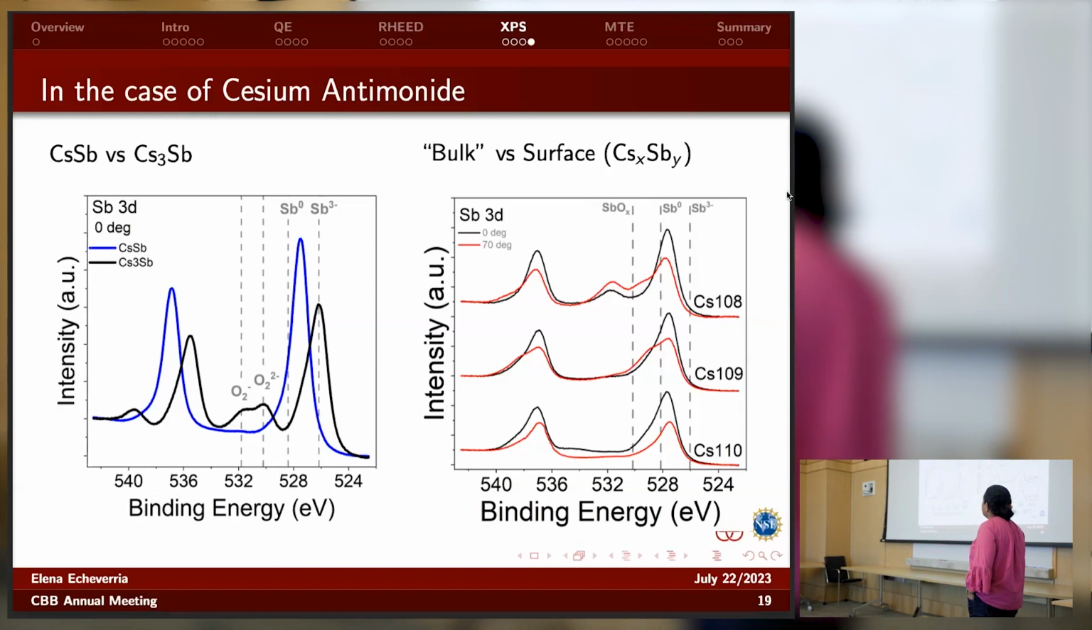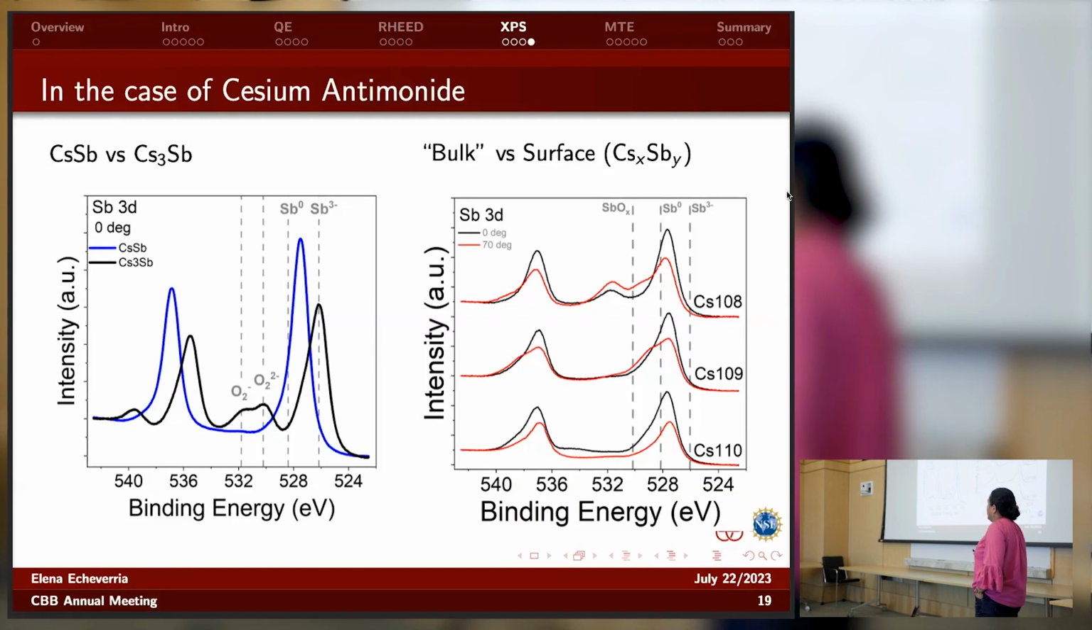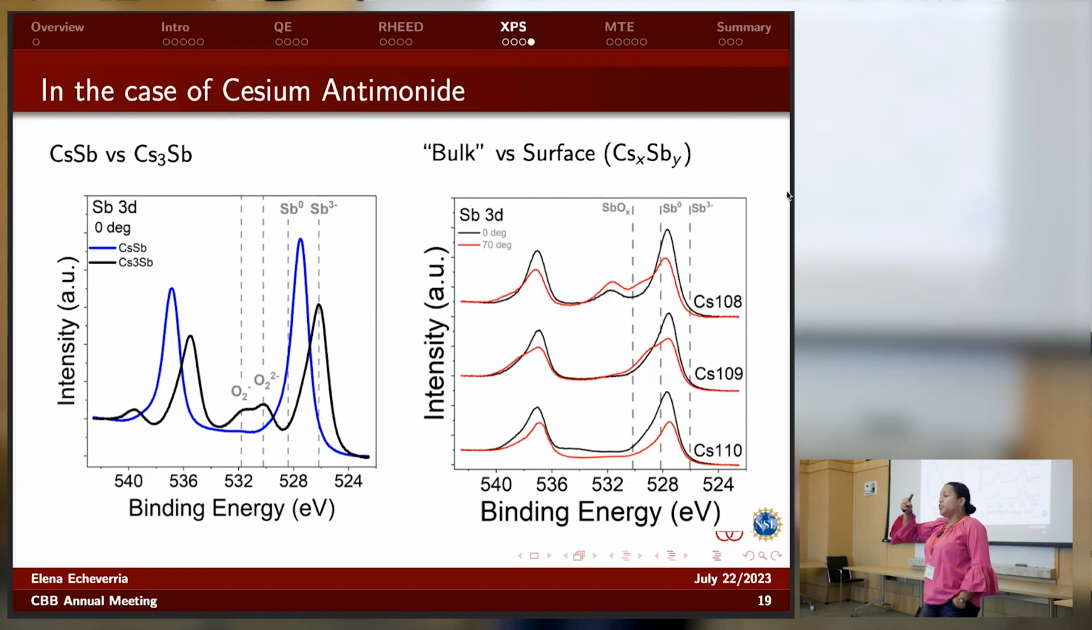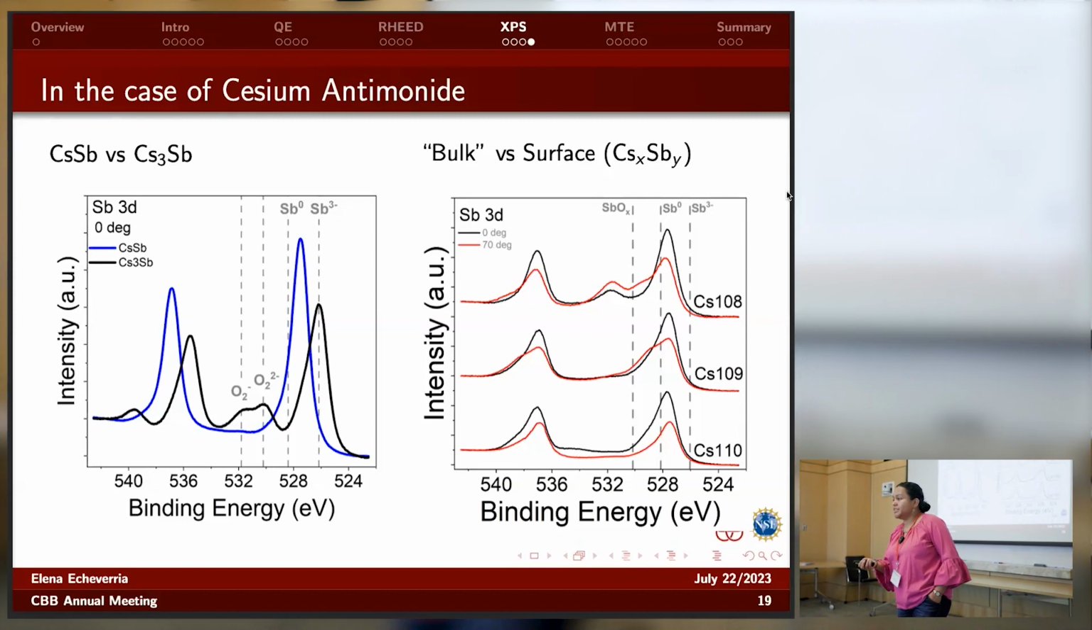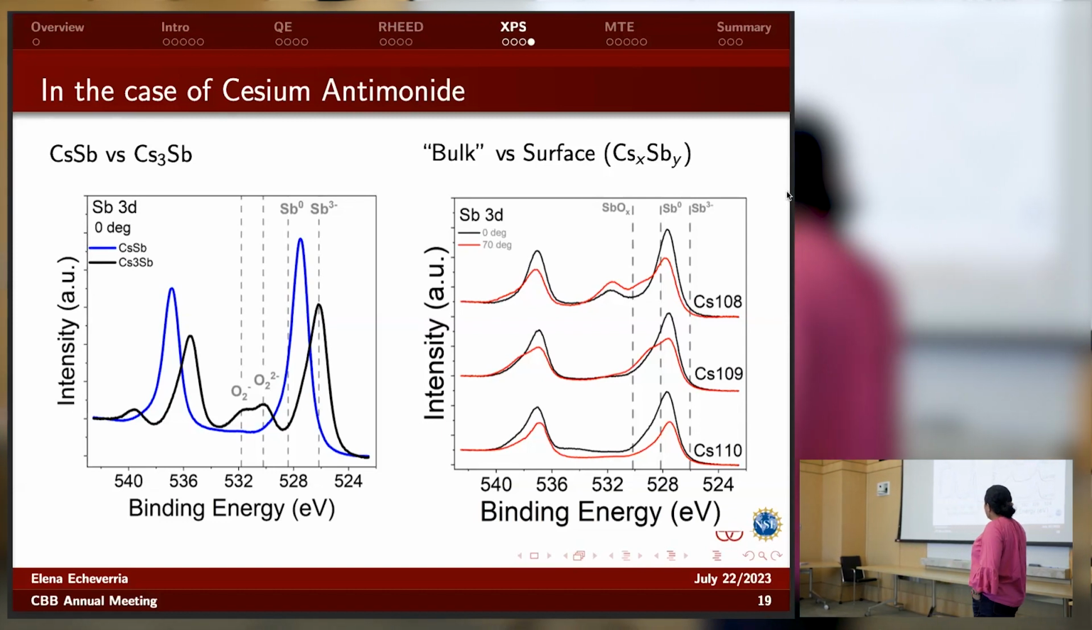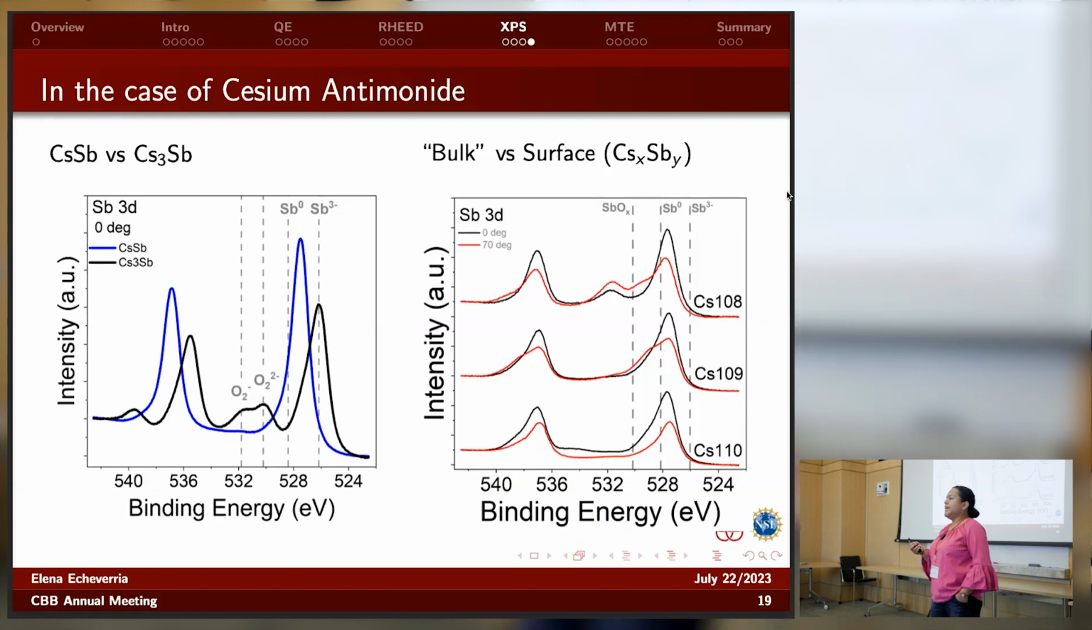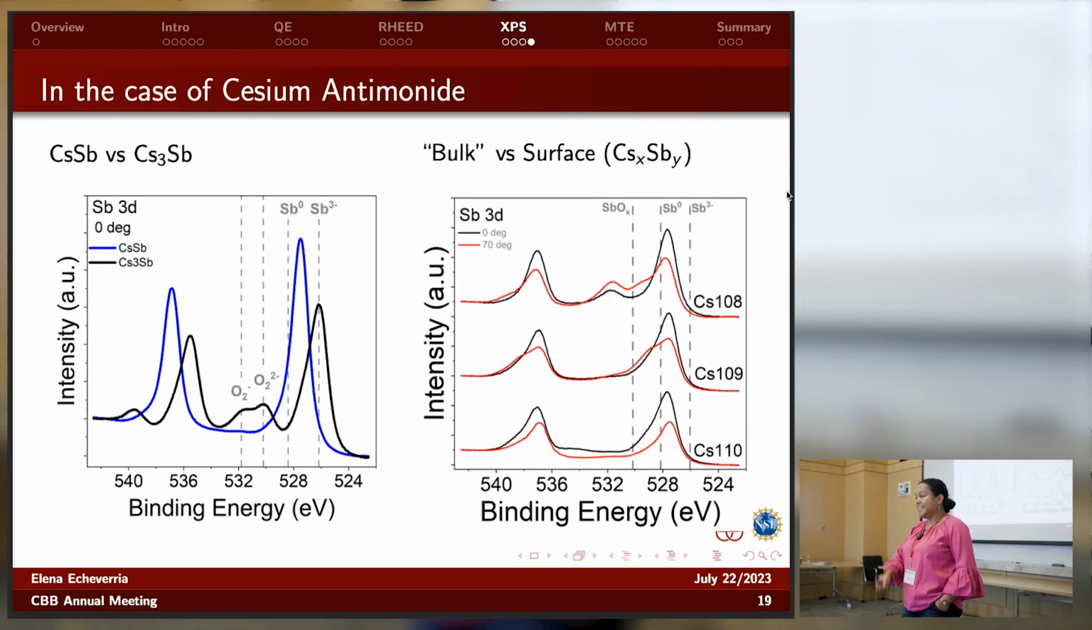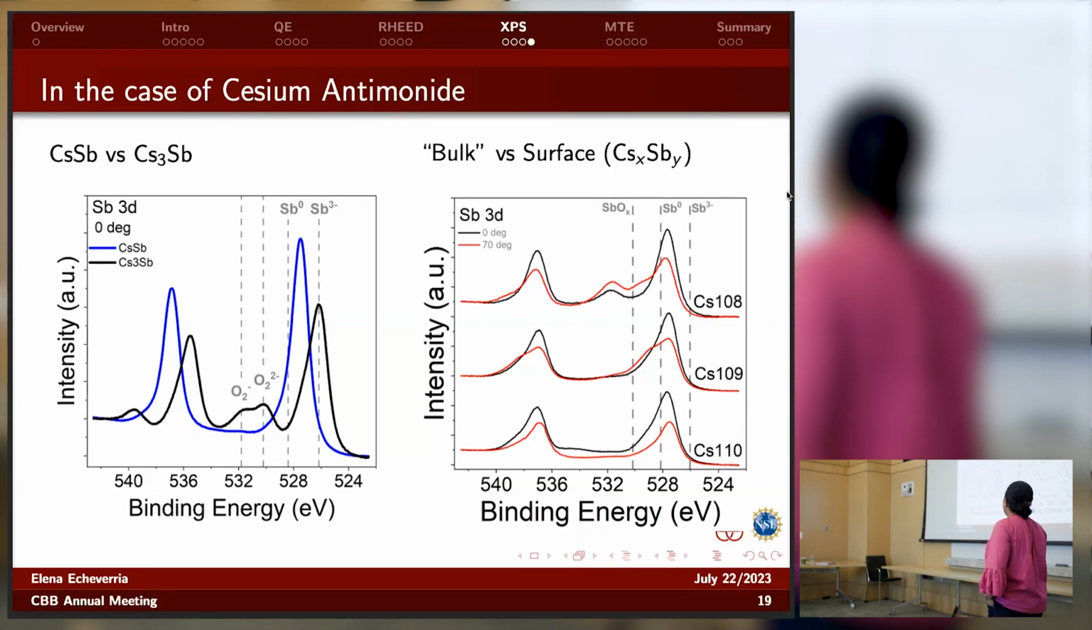But also something I want to highlight is that here we have a few peaks on the black curve that the blue one doesn't have. Those peaks are related with oxygen. And the fact that the blue one doesn't have those peaks is also an indication that that sample is really robust to oxygen. So it doesn't oxidize as easily as the cesium-3.